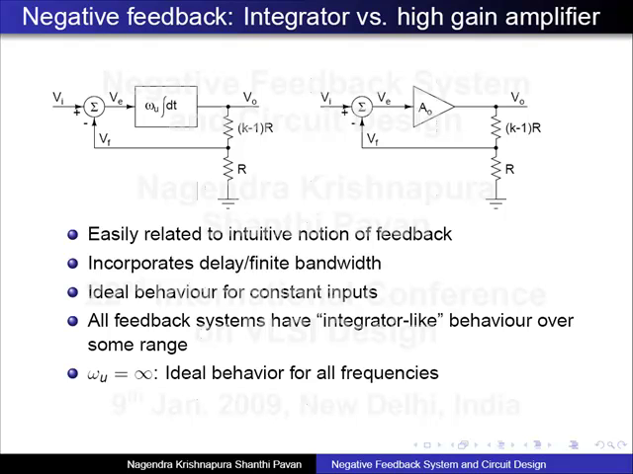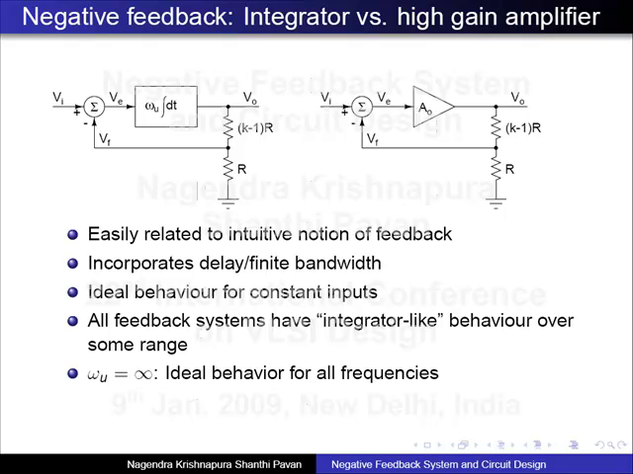Now, this is just a quick summary on why I started off the discussion of negative feedback amplifier with an integrator as opposed to a high gain amplifier, which is what is normally done in books. The reason is I find it easier to extend the intuitive notion of feedback. What you do, it takes some time, and that comes out when you have an integrator. When you have an amplifier, there is no concept of delay, right? Everything happens instantaneously. So that is what happens.